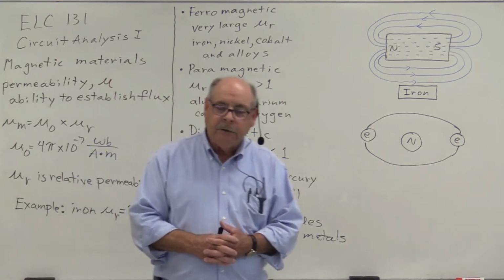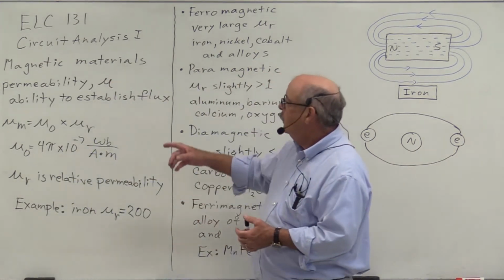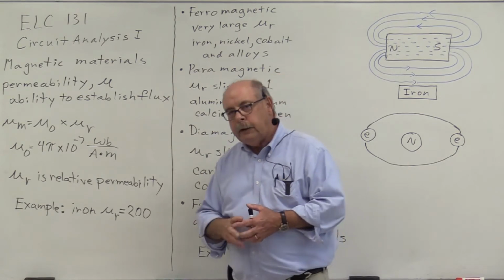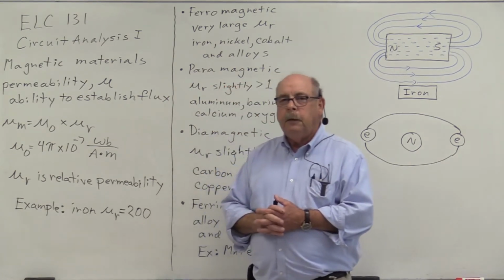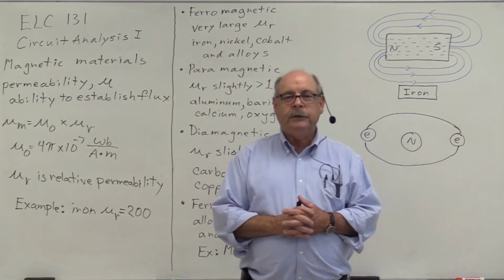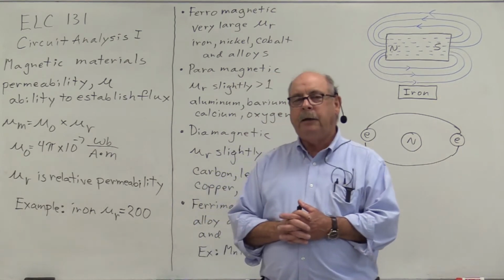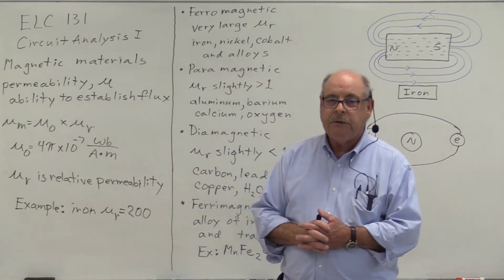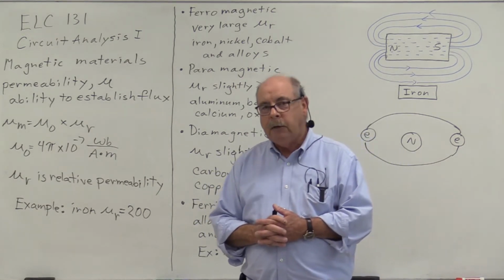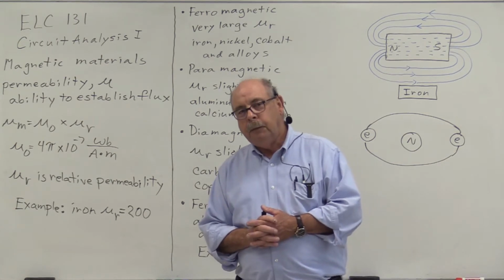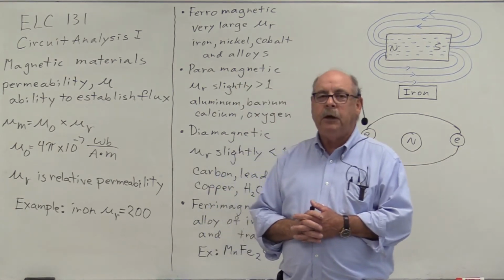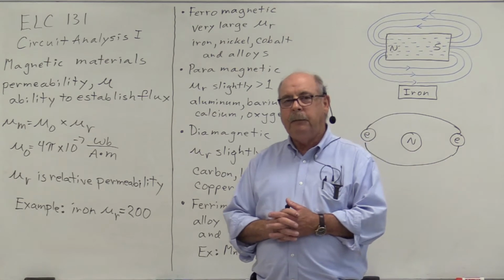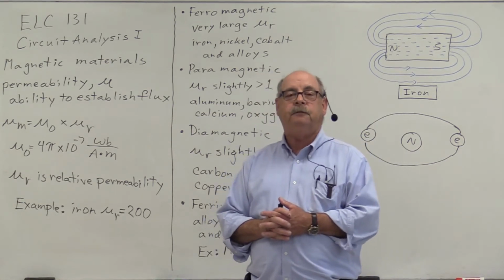And the answer is really here. Permeability. Permeability is symbolized with the Greek letter mu, the same symbol we use for micro. And permeability is simply the measure of the ability of a material to establish flux.